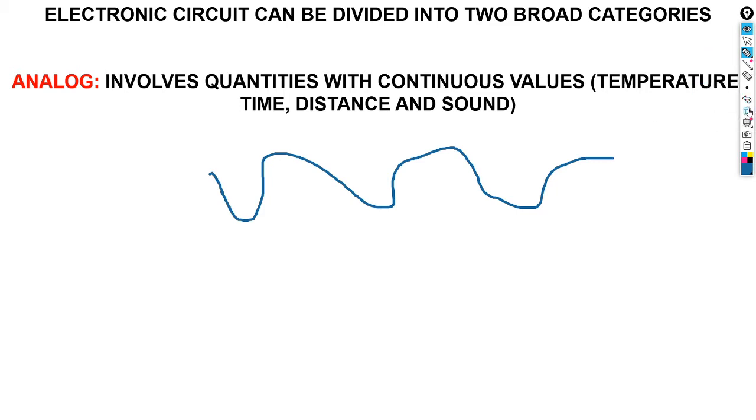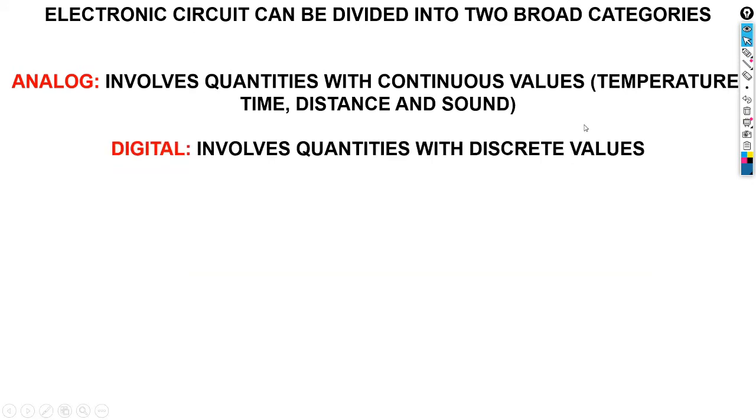As we said, we also have a digital category of circuit. This involves quantity with discrete value. When you look at your phone, your laptop, your TV, information has been processed but you are not able to see it. You just see the output. So the quantities are discrete. When they ask you for the definition of an analog or a digital quantity, this is the definition that you should give.